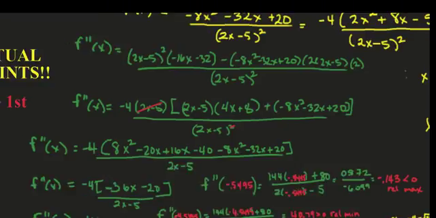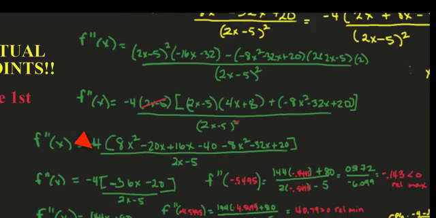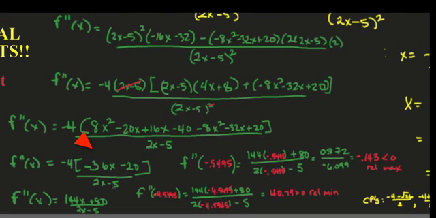Then the next step is to plug in. This is the equation you should end up with when you combine your like terms, and then simplify to that when you distribute the negative 4 through. Plug in your two critical points. You get that. So greater than 0 is a relative min, less than 0 is a relative max.